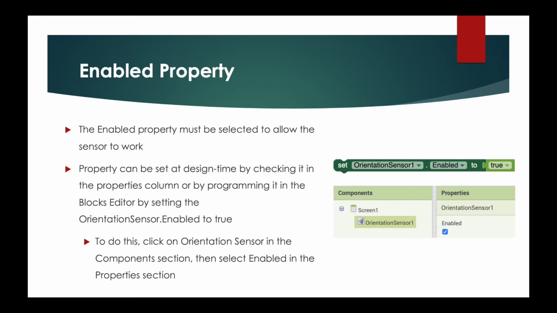Now I will be discussing the orientation sensor's properties. First is the enabled property. The enabled property must be selected to allow the sensor to work. To do this, click on Orientation Sensor in the Components section, then select Enabled in the Properties section. You can also program it in the Blocks editor by setting the orientation sensor.enabled to true.